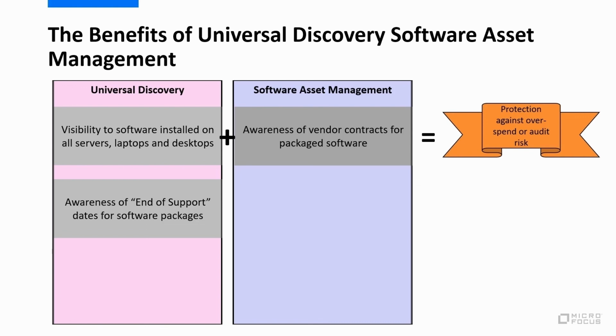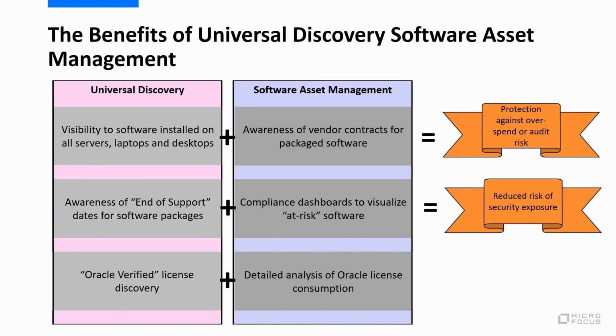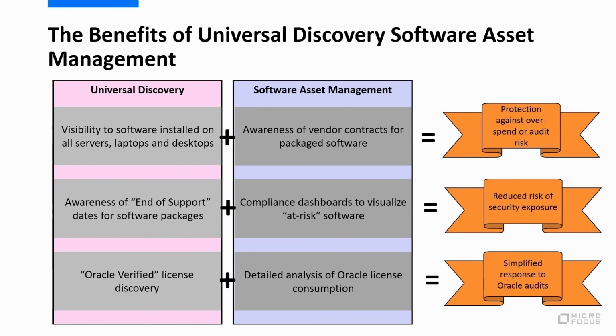Another aspect of Universal Discovery is awareness of the end of support dates for software packages in use. Software Asset Management has compliance dashboards that allow you to view the software that's at risk, the software that will soon be out of compliance or no longer updatable. And as a result, this reduces your exposure to security risks. And lastly, Universal Discovery has the Oracle verification as part of its discovery. Software Asset Management provides a detailed analysis of Oracle license consumption, and when you put them together, this simplifies the response you have to Oracle audit.